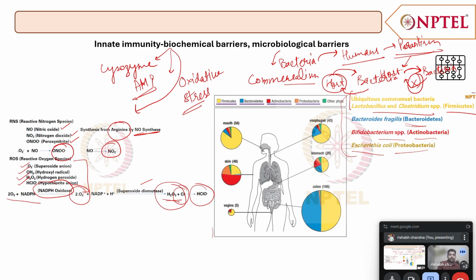These are different pie charts of the amount or type of bacteria that is present in different regions of the body. For example, in the mouth we have firmicutes, a major commensal bacteria. The commensal bacteria is highest in the mouth, followed by the esophagus, then colon, then stomach, and in the vagina also we have the highest. In the skin it's the minimum.